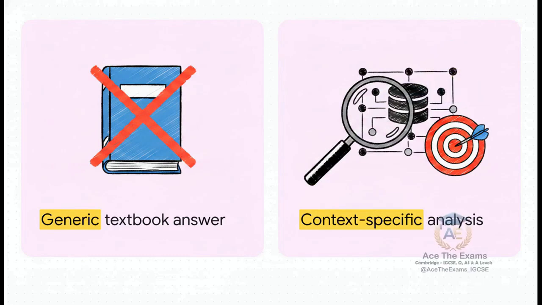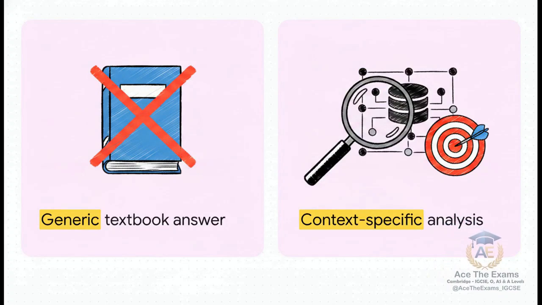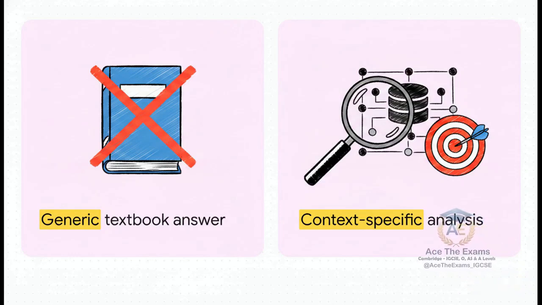Let's play Find the Flaw for a second. Imagine an answer that perfectly defines a hash table index. It's beautifully written, grammatically flawless, and factually 100% correct. But guess what? It earns 0 marks. Why? Because the prompt asked about a real-time flight booking database, and the answer never once mentioned flights, bookings, or real-time latency. This is the generic textbook answer versus context-specific analysis.